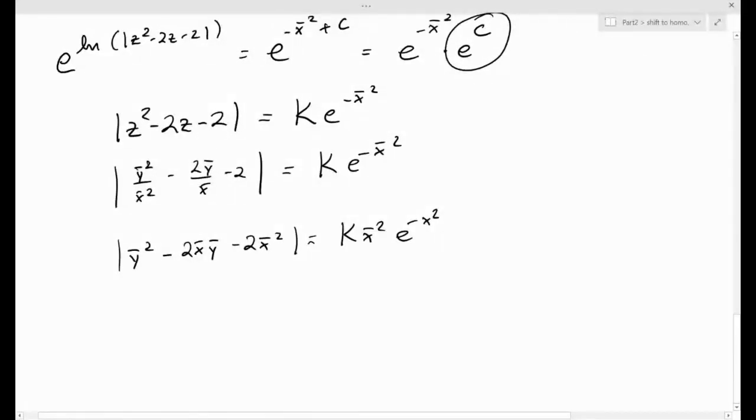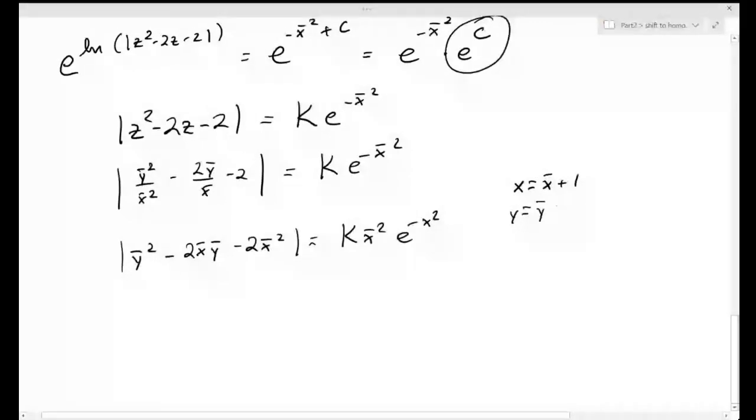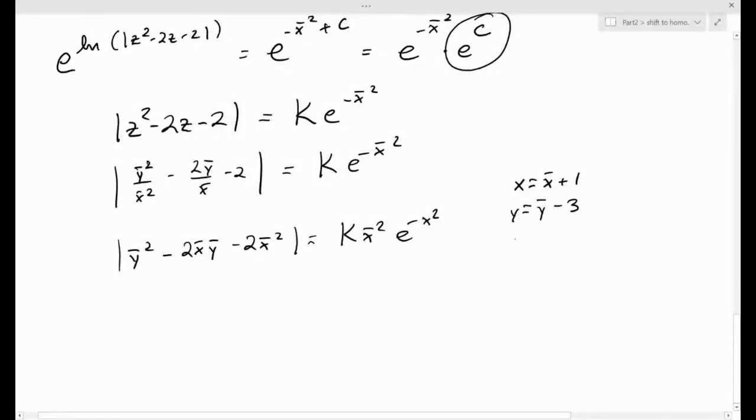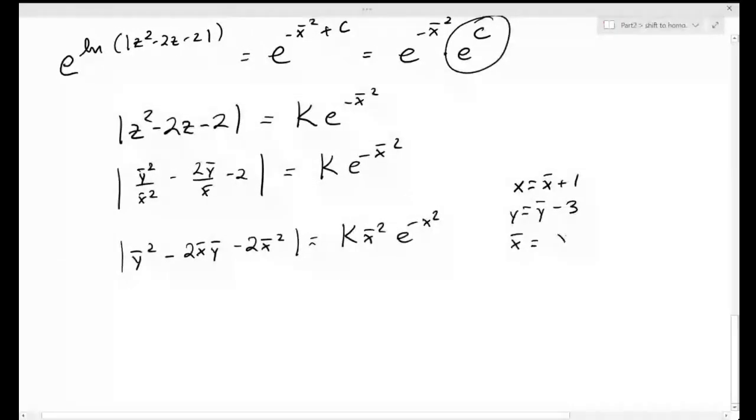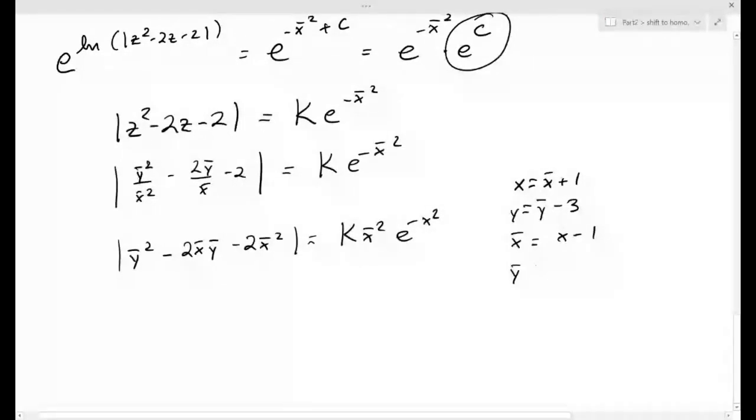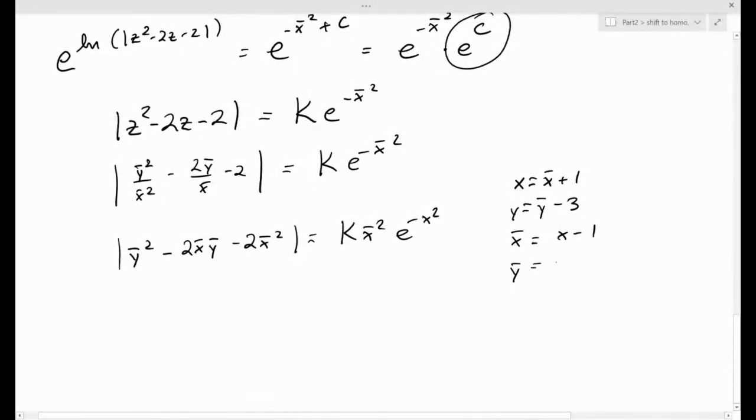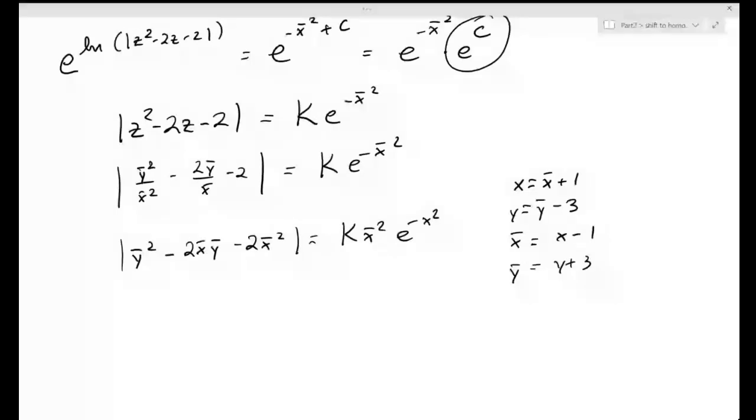And then, of course, you're not done yet, right? You just got to make sure that since x was x bar plus 1, and then y was y bar minus 3, you got to now back substitute. So let's maybe not waste time doing that. But you do have to replace x bar and y bar in terms of x and y. Okay, so I hope it's fine if I don't complete that.